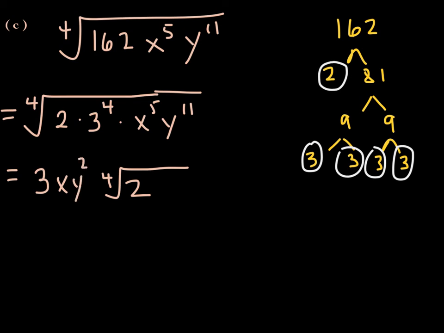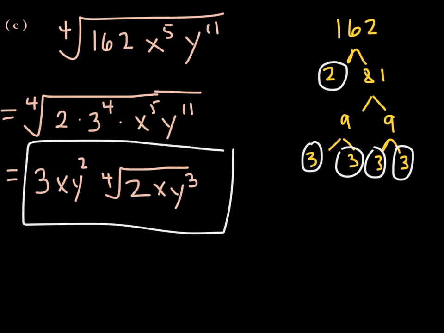All right, when you divide 4 into 5, your remainder is only 1, so just an x to the first power. And then when you divide 4 into 11 twice, your remainder is 3. So then you're going to have y to the power of 3 on the inside of the radical. So then this is your final answer for this problem. Isn't that great? This is using prime factorization. I'm a huge fan of it.